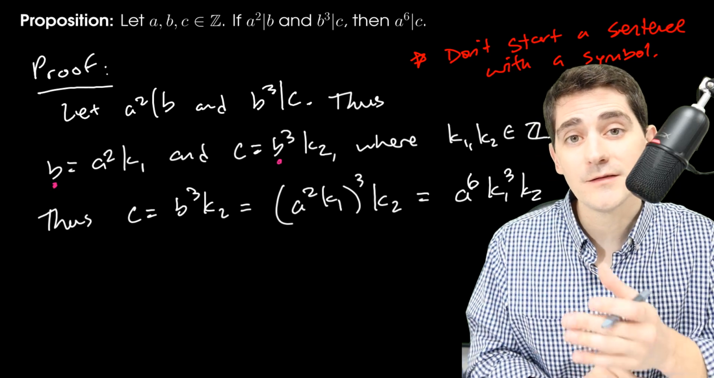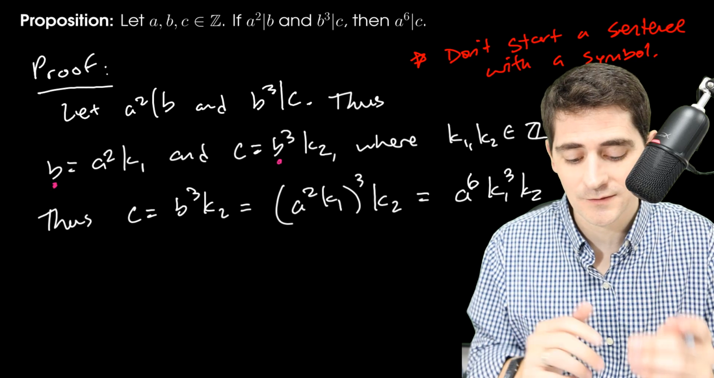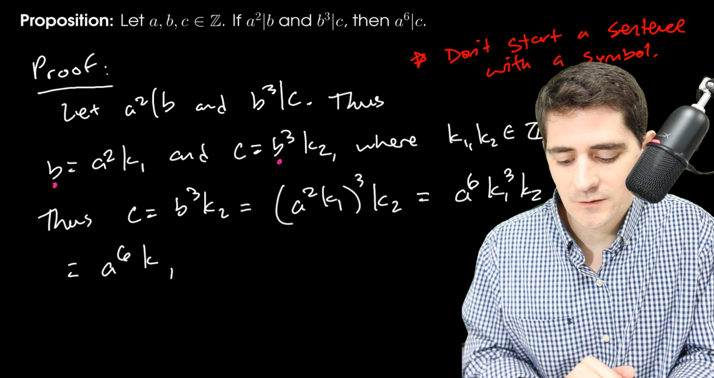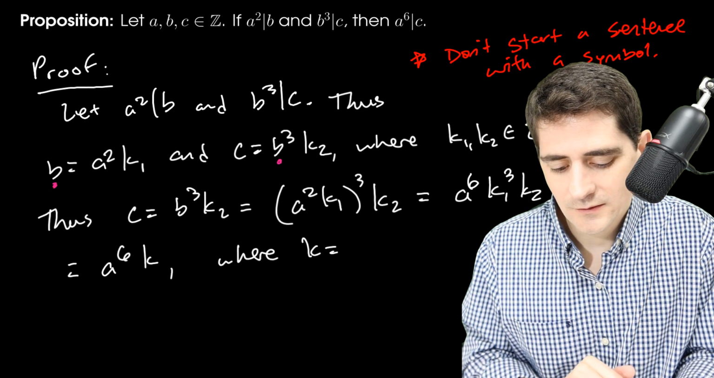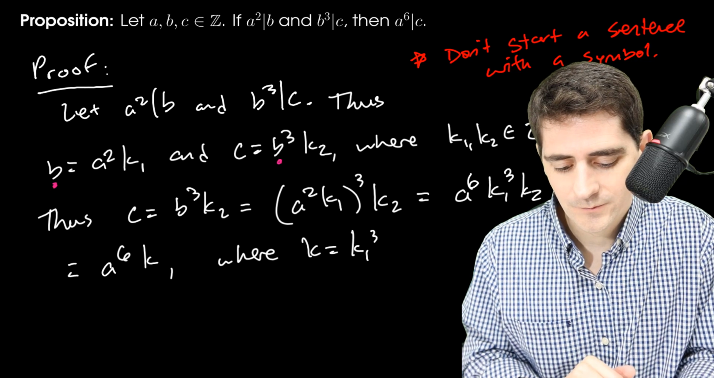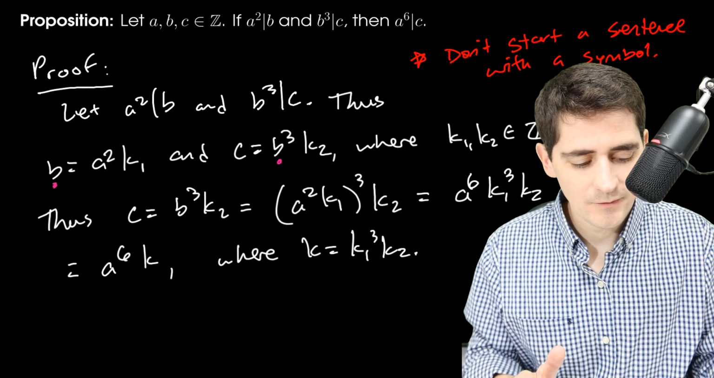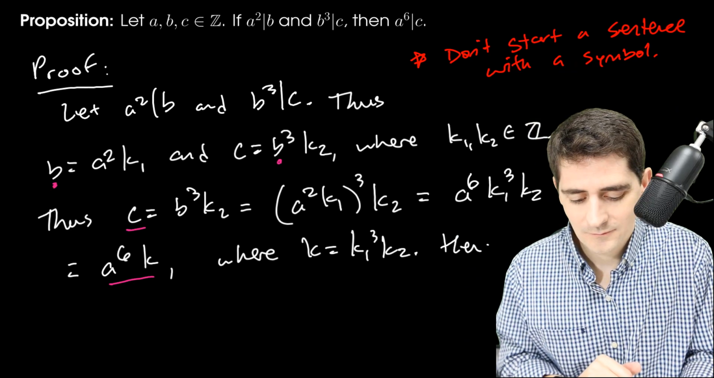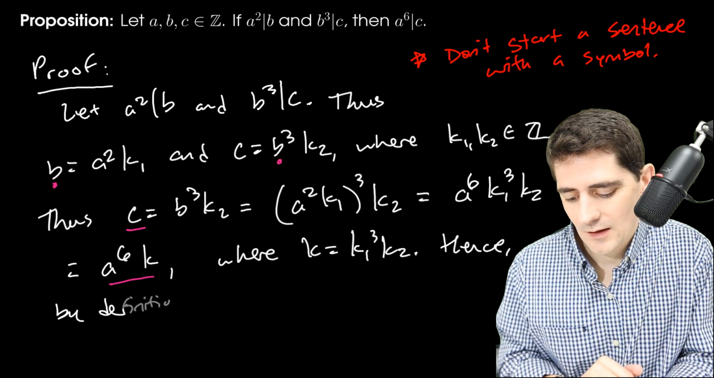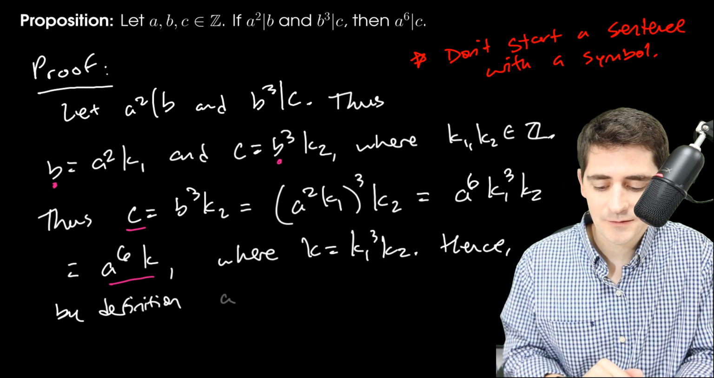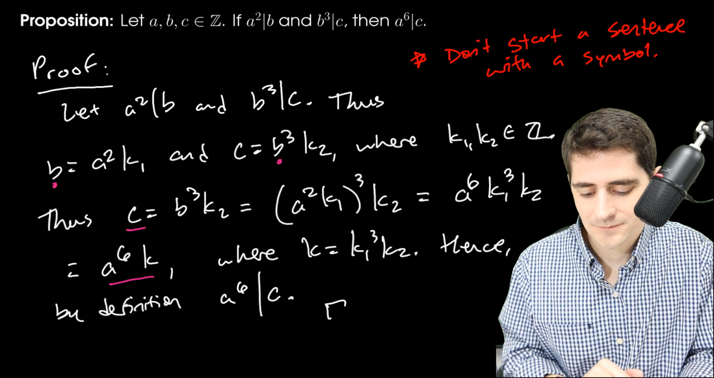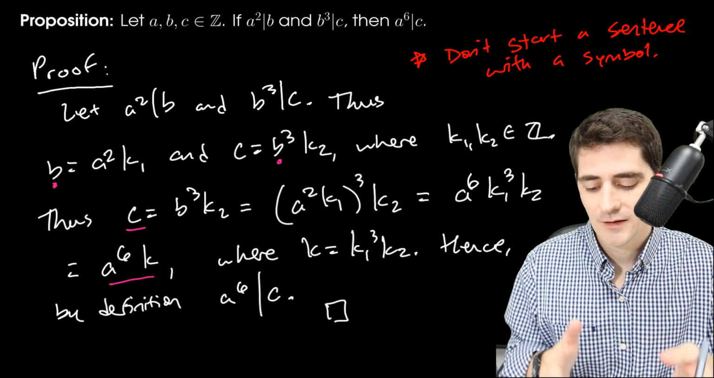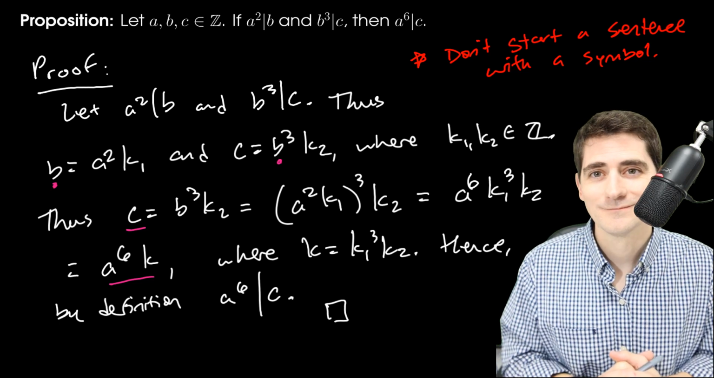Now K1 cubed, K2 is just some sort of integer. We don't really care what that is, because the point is we wrote C as A to the 6th times some integer, where K is this K1 cubed, K2. So that means, if you follow, C is A to the 6th times something. Hence, by definition, what definition are we applying here? The definition of divides. A to the 6th divides C. End of proof. Now we just proved this for every possible case you could come up with. This proposition will work.